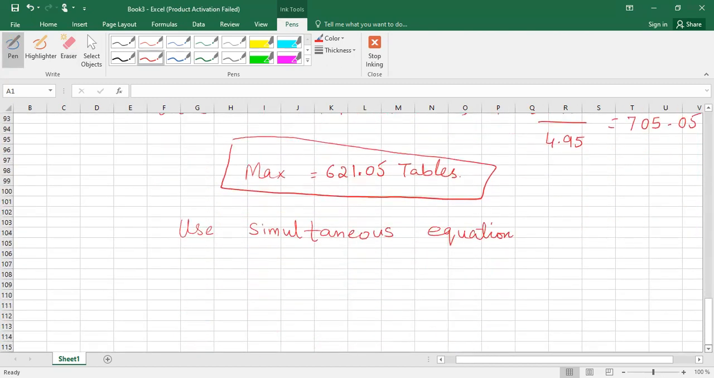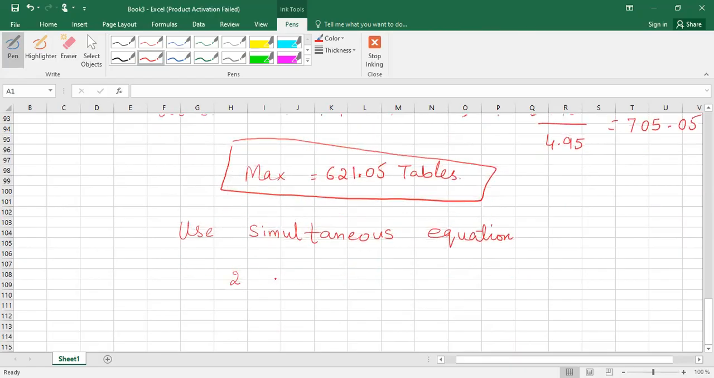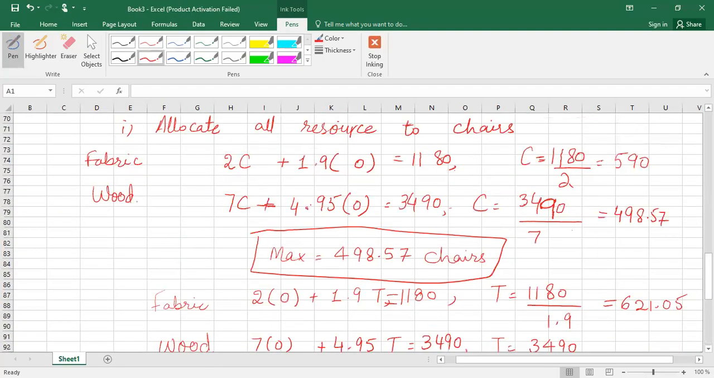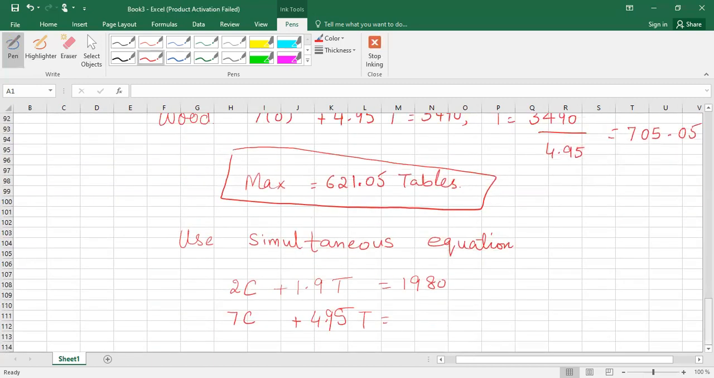Now we will use the simultaneous equations. What does it say? It says 2c plus 1.9t is equal to 1980. 7c plus 4.95t is equal to 3490.